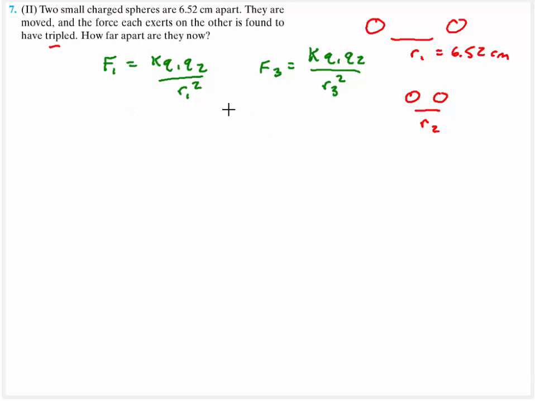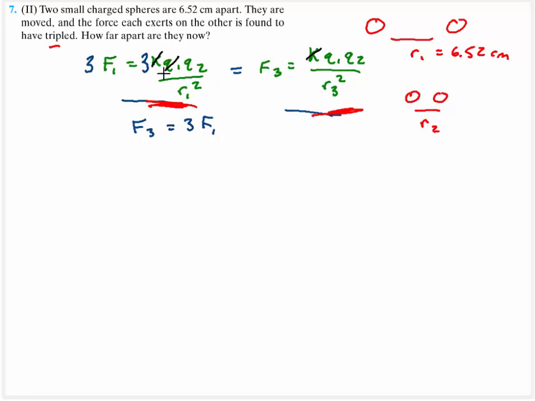One thing I also know is I have Coulomb's law here, but I also know that force 3 is going to be 3 times force 1, the force tripled. So force 1 written as such, force 3 written as such, and essentially what I'm going to say is 3 times F1 must be equal to force 3. So now I'm going to set this right here equal to that right there.